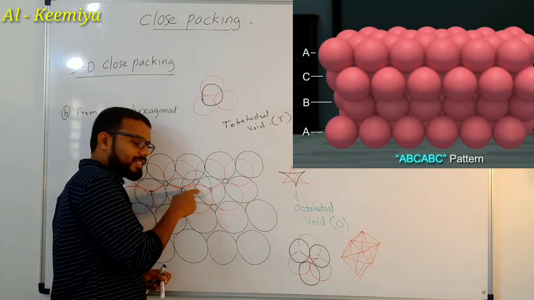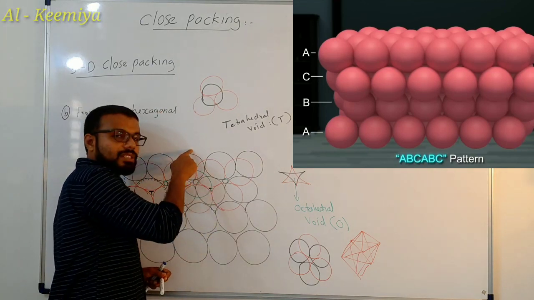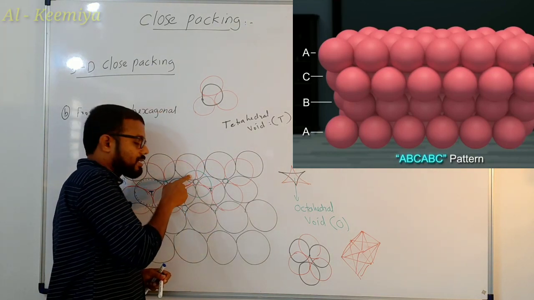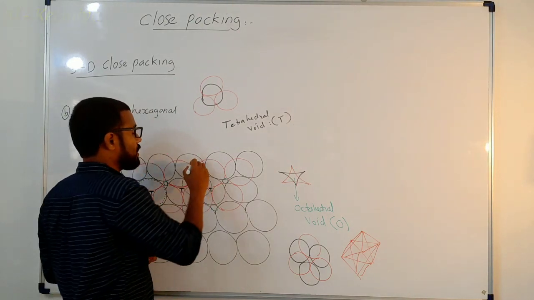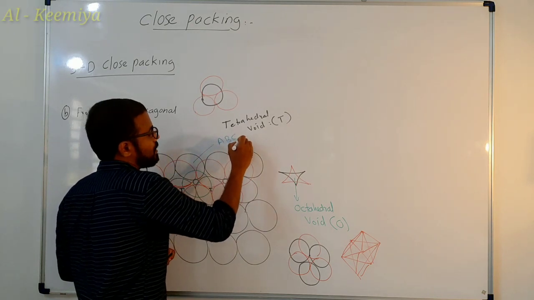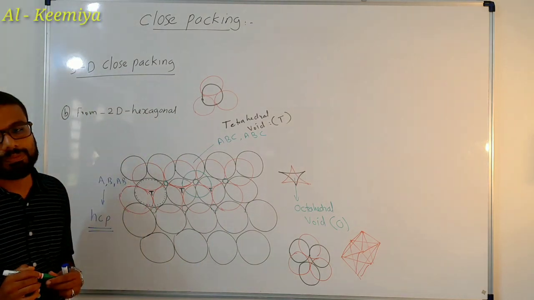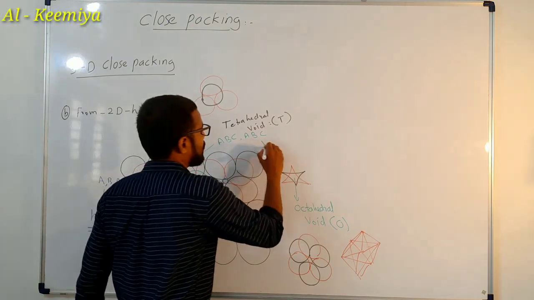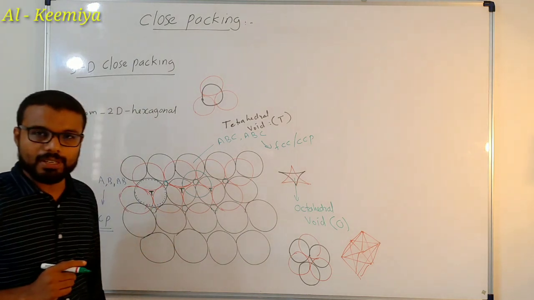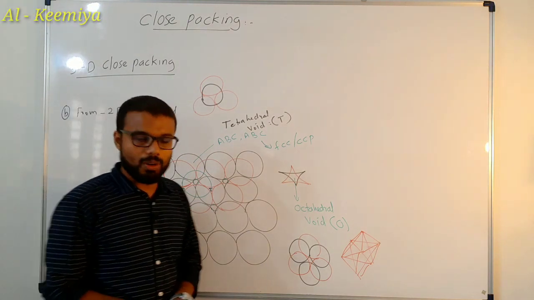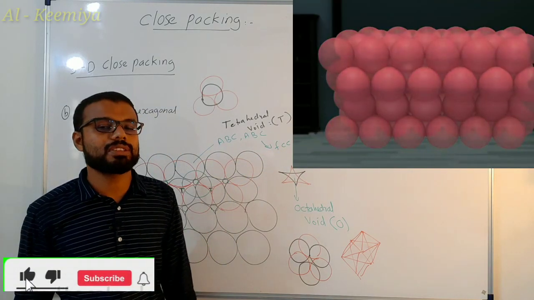If the third layer is placed over the octahedral void, you can see there the octahedral void, then it is first layer A, second layer B. This third layer is not coinciding with the first or second layer, so it is represented as C. So this type of arrangement, A B C A B C, is called FCC or CCP arrangement, face centered cubic close packing or cubic close packing. Here also the coordination number is 12.